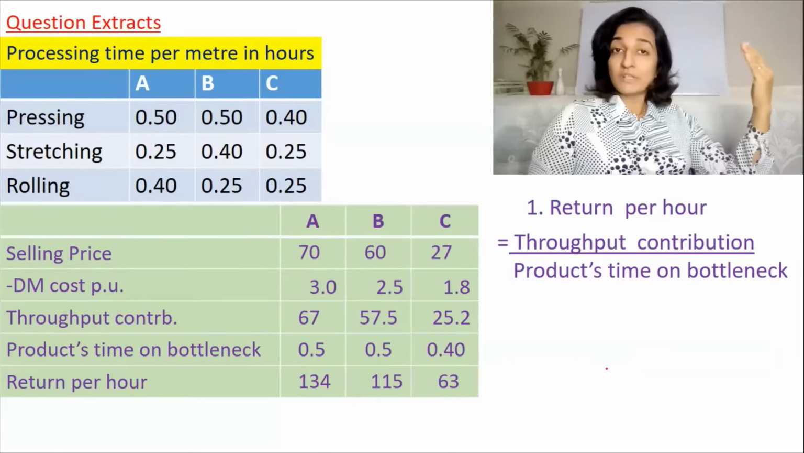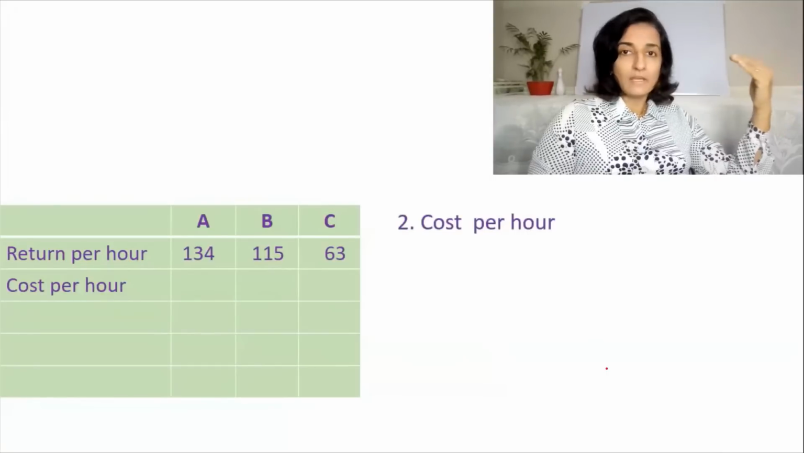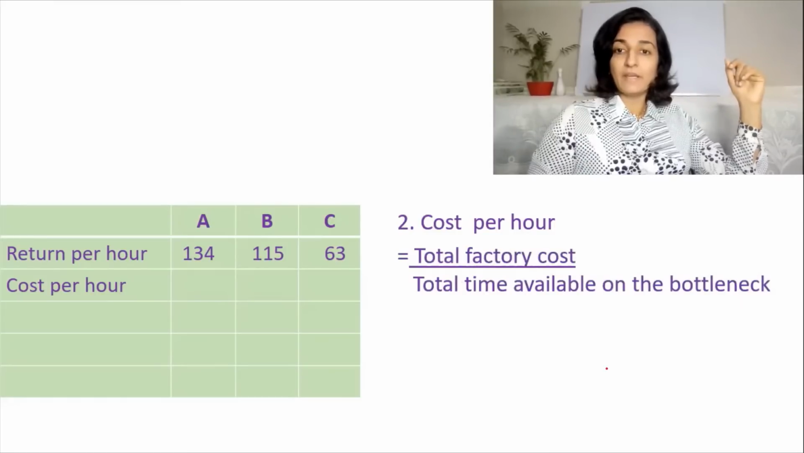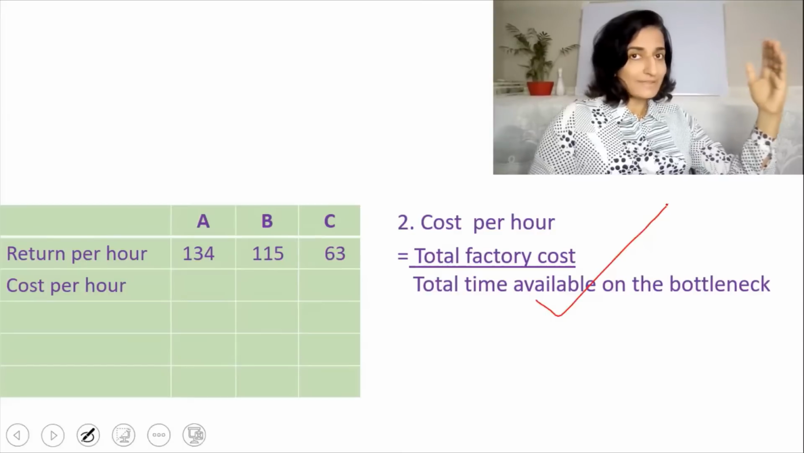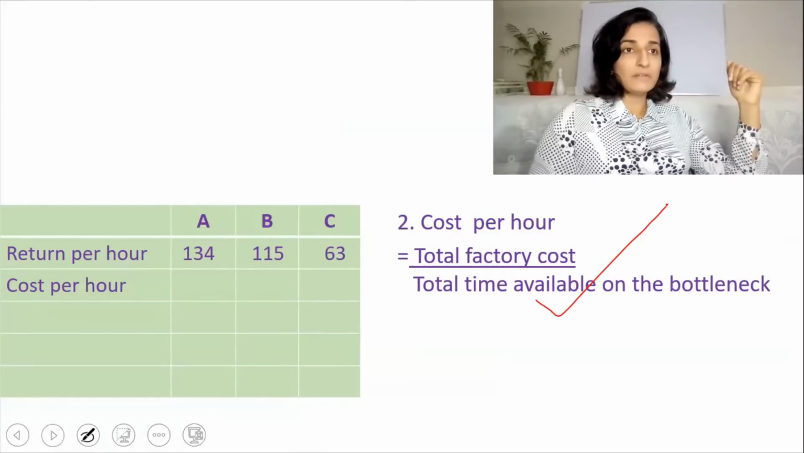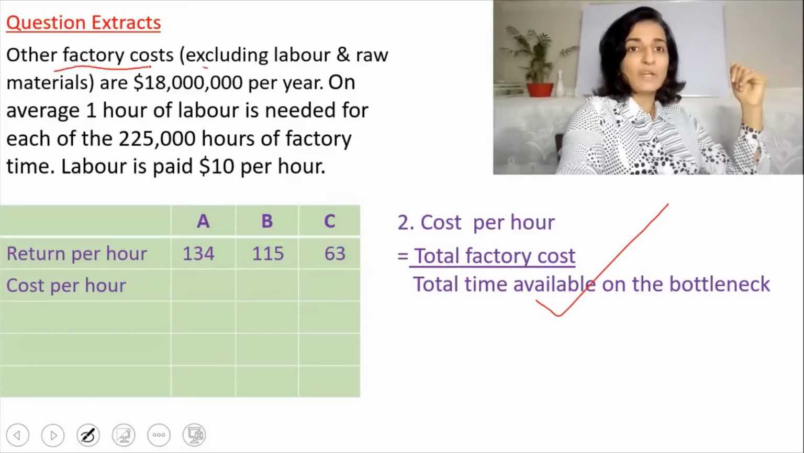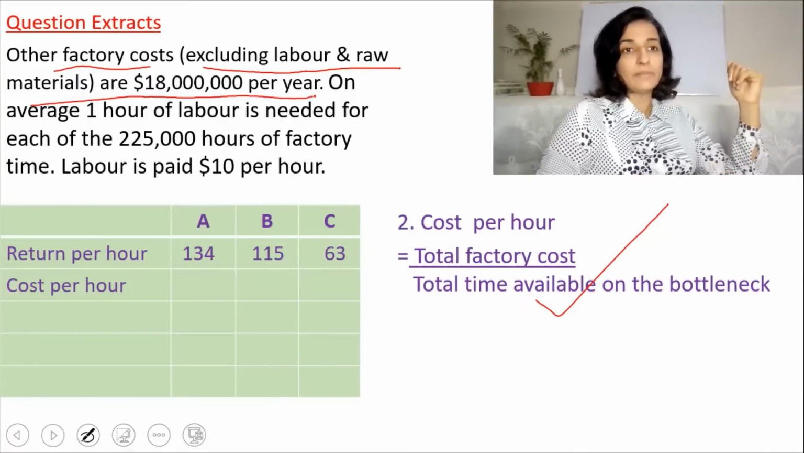Now we shall move on to the second ratio, that is the cost per hour. Given by the formula, total factory cost divided by the total time available on the bottleneck. So let's see the details which are given in the question. So these are the question extracts. Other factory cost excluding labor and raw materials are 18 million per year.